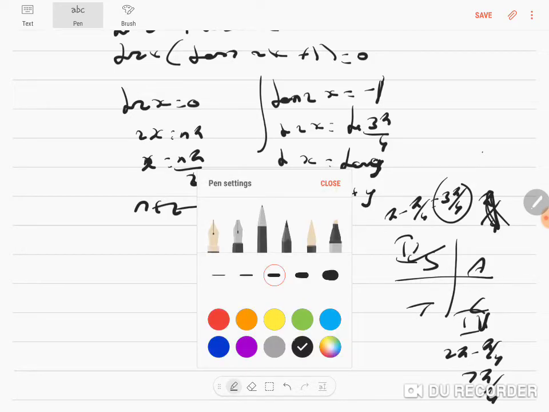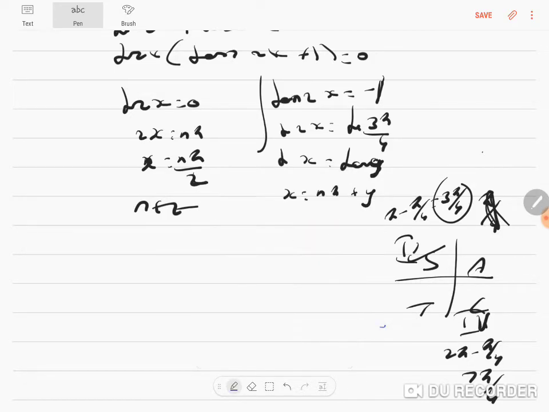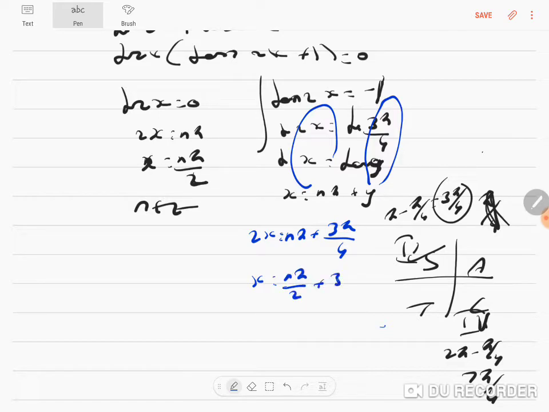X in the sum, x itself is 2x and y itself is 3 pi by 4. Thus 2x is equal to n pi plus 3 pi by 4. Thus x is equal to n pi by 2 plus 3 pi by 8, where n is an element of Z, will be the solution for the sum.